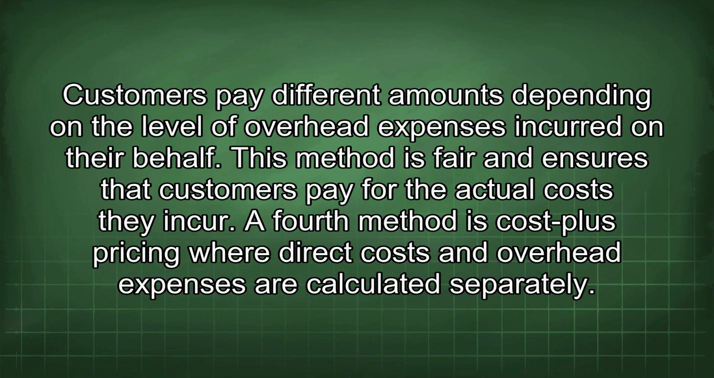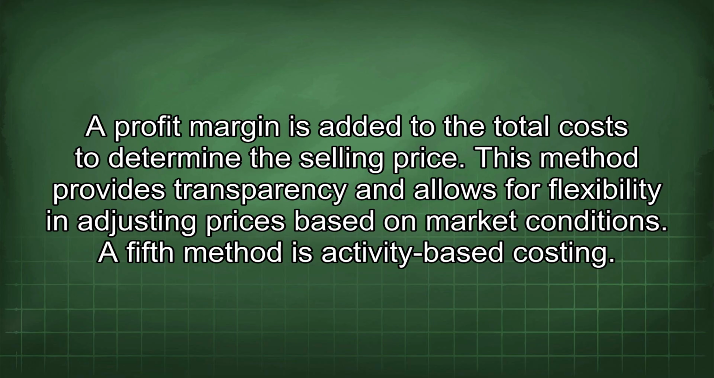A fourth method is cost-plus pricing, where direct costs and overhead expenses are calculated separately. A profit margin is added to the total costs to determine the selling price. This method provides transparency and allows for flexibility in adjusting prices based on market conditions.